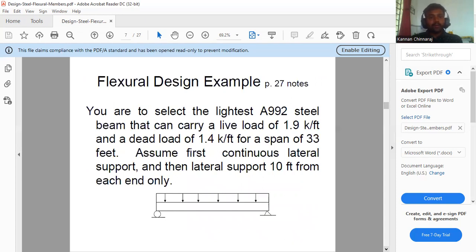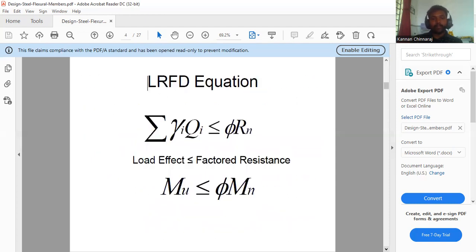So, a flexural design example. We are to select the lightest A992 steel beam that can carry a live load of 1.9 kips per foot and a dead load of 1.4 kips per foot for a beam span of 33 feet. Assume first continuous lateral support, and then lateral support 10 feet from each end only.